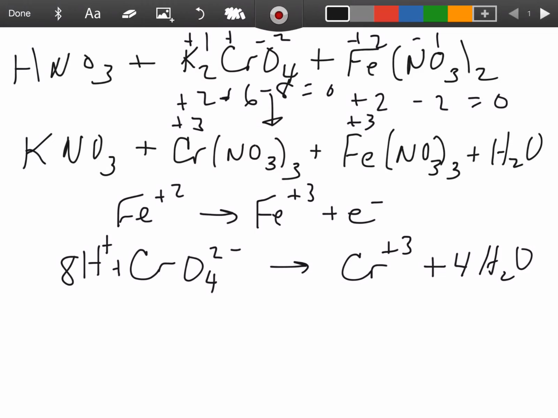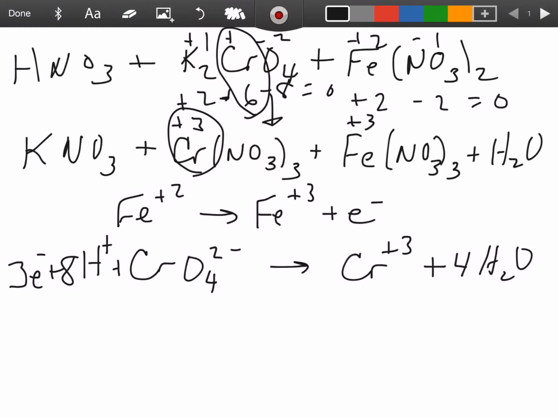And so I had a chromium with a +6 way up here. I had a chromium with a +3 over here. And so from a +6 to a +3, if I add electrons to the most positive side, I'm going to have to add 3 electrons to the reactant side, to the most positive side.